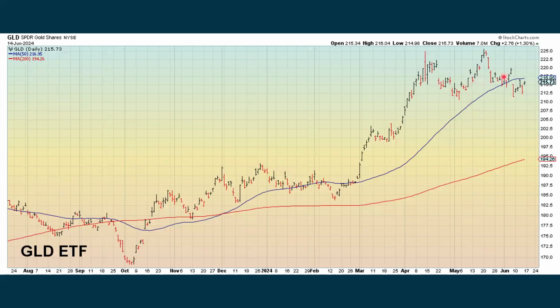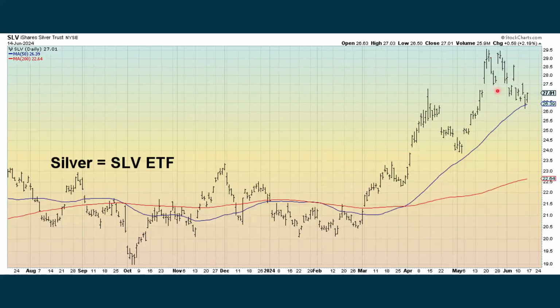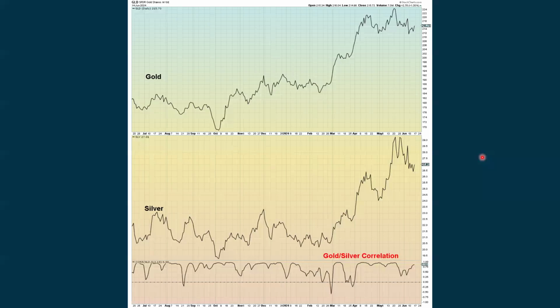Gold is in an uptrend, but it has been falling back lately. It came down below its 50-day moving average. Silver is just a little bit above its 50-day moving average, and it's also in an uptrend. Then we look at the closing price for gold on top. We look at the closing price for silver in the middle, and we see that there's a fairly strong correlation between the two. And that only makes sense. If gold's going up, typically silver will go up. If gold's going down, silver will probably be going down as well.